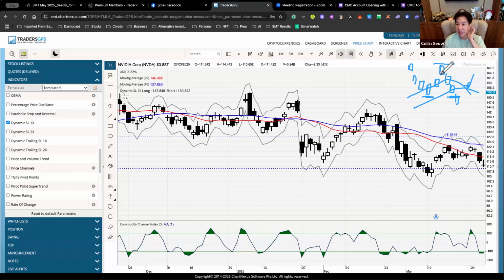So if it didn't hit the target price and hit your stop loss already, then you should get out first.